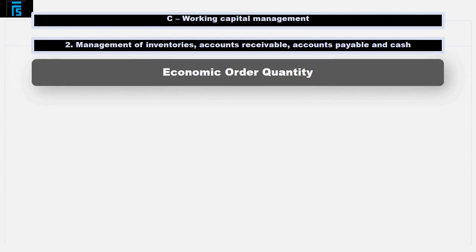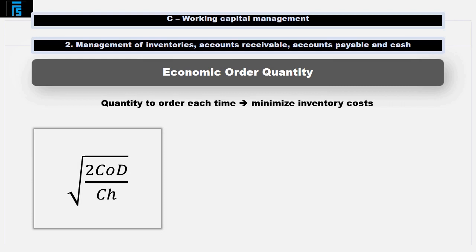Economic order quantity. The economic order quantity, EOQ, is the quantity to order each time in order to minimize inventory costs, and is given by the following formula. The square root of 2 multiplied by the cost of placing an order, CO, multiplied by the annual demand, D, divided by the cost of holding one item for 1 year, CH.